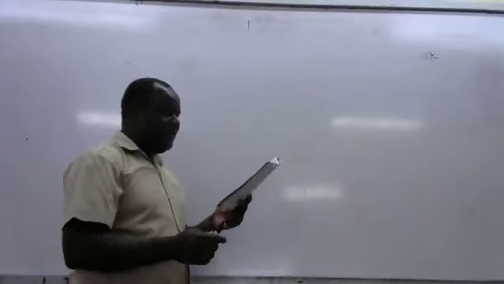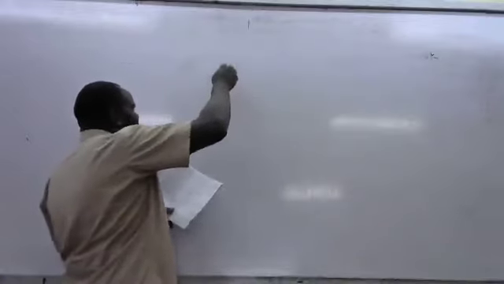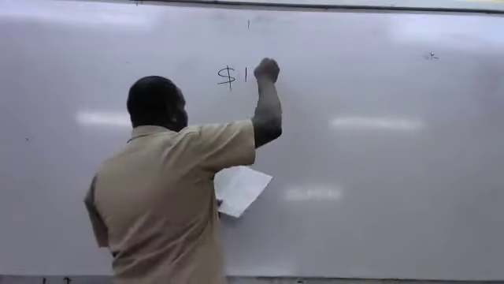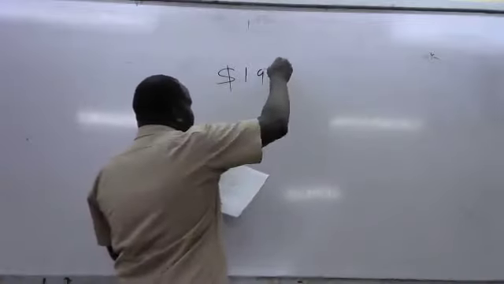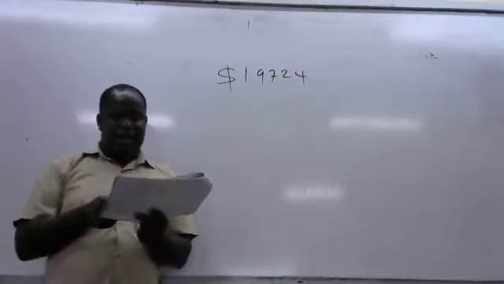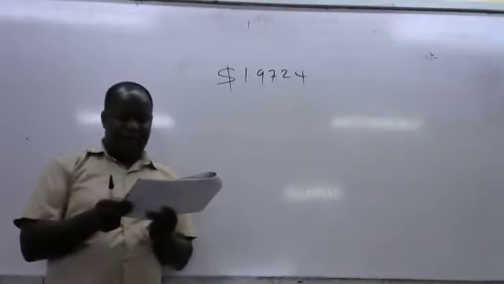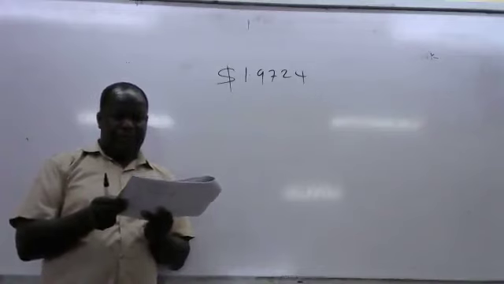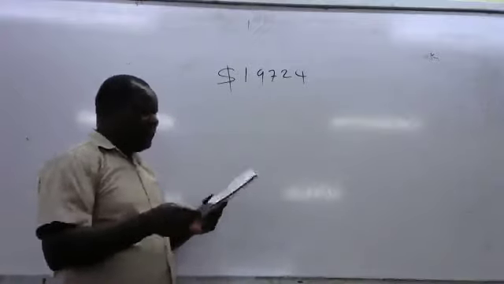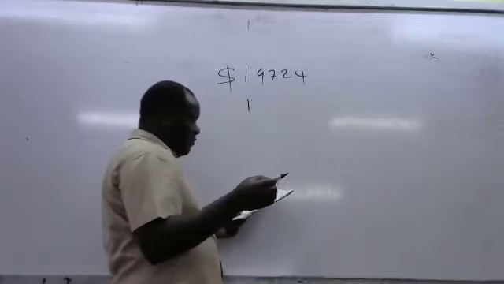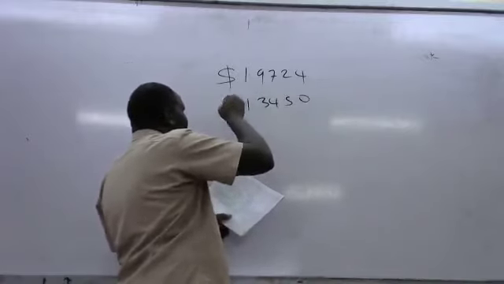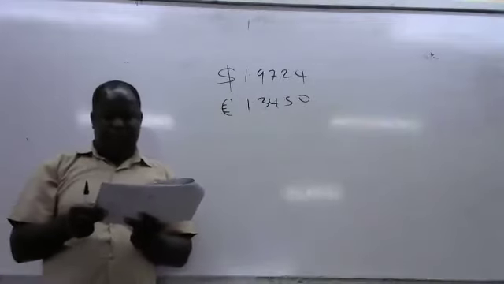So that figure is supposed to be that the US dollar is 1.7924 in New York. And the euro is offered at 1.3450.